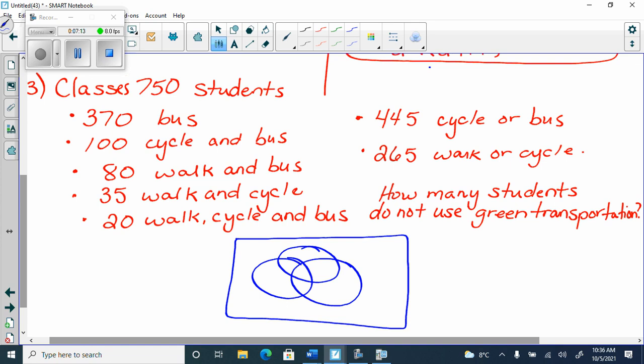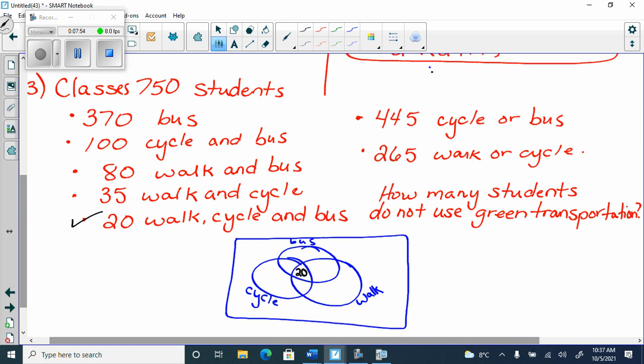Those are onlys. So we have bus, which you might not do in the same order as me, cycle, and walk. In the very middle is where we have to start, and there are 20 people who did all three, so I put 20 in here. So 20 did all three, but before I even put any more numbers into this Venn diagram, 20 are riding the bus, 20 are walking, and 20 are cycling, correct? They haven't been doing all of them as well, because they're super keeners on green transportation.